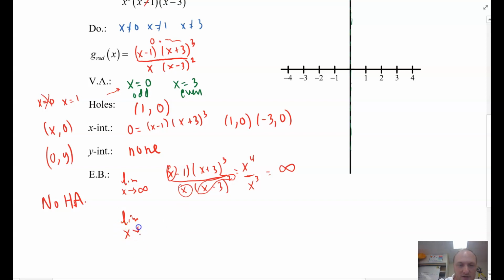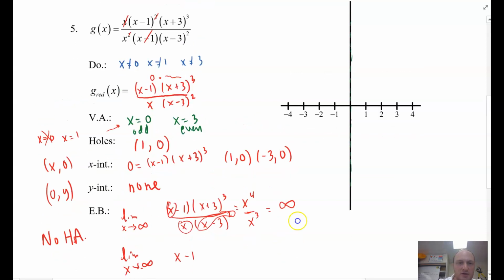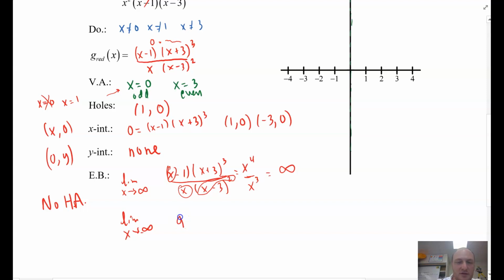Last but not least, as x goes to negative infinity, I'm going to have a negative times a negative, which makes it a positive. And then in the denominator, we have a negative times a positive, which is a negative. So this graph is going to go towards negative infinity. I'm just going to say here, to get out of writing all this, I'll write it as g of x. The limit of g of x as x goes to negative infinity is negative infinity.